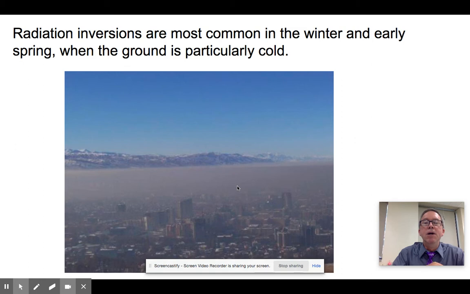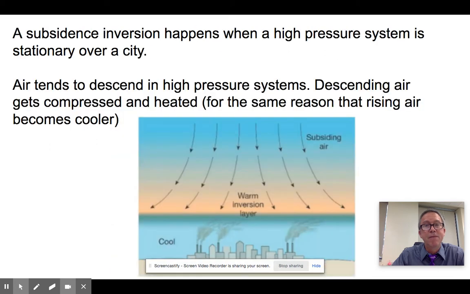Now, these radiation inversions are most common in the winter months when the ground is cooler, and in the early spring. In Korea, that's when we notice them the most. As we move into winter and early spring, you'll notice we start getting some pretty lousy air quality. Quite often it's because of these inversions forming. And we often still have clear air at that time of year.